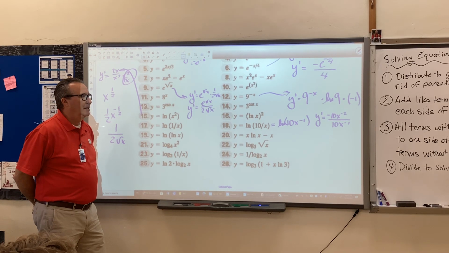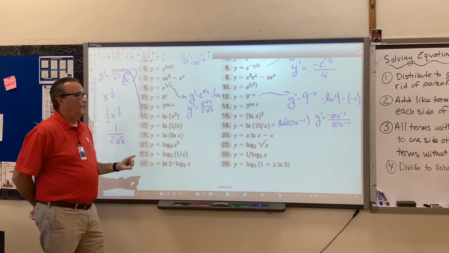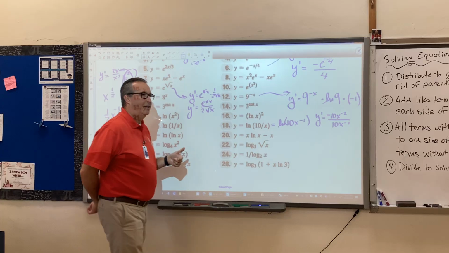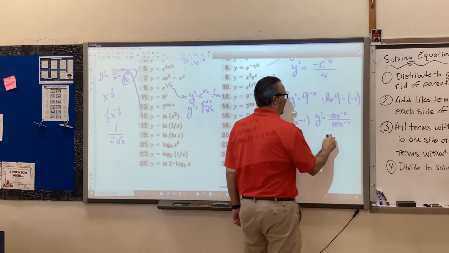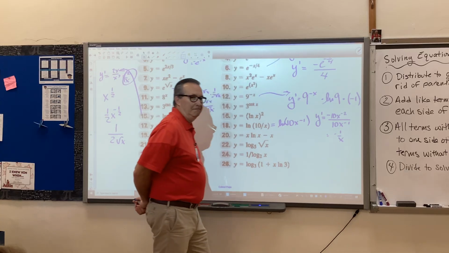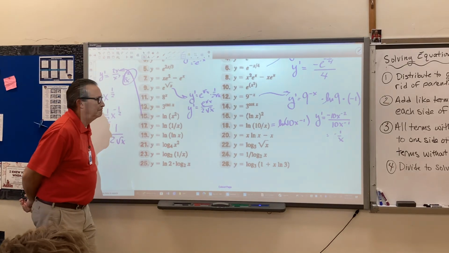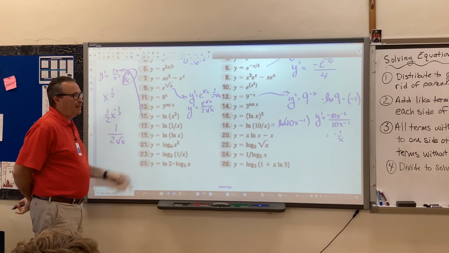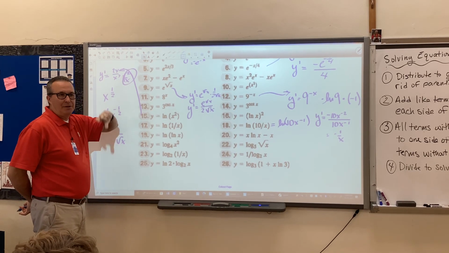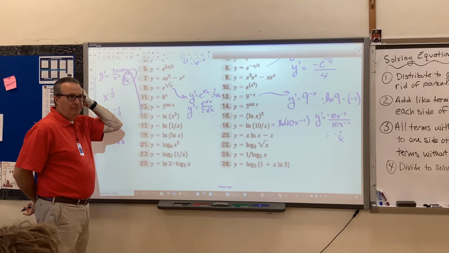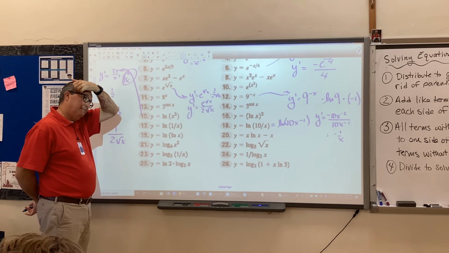Is it just negative 1? Negative 1 x to the negative first. Negative 1 over x. Because you can cancel. The x squared goes down, x goes up, so it's x. Okay, yeah, I got you. This is x.